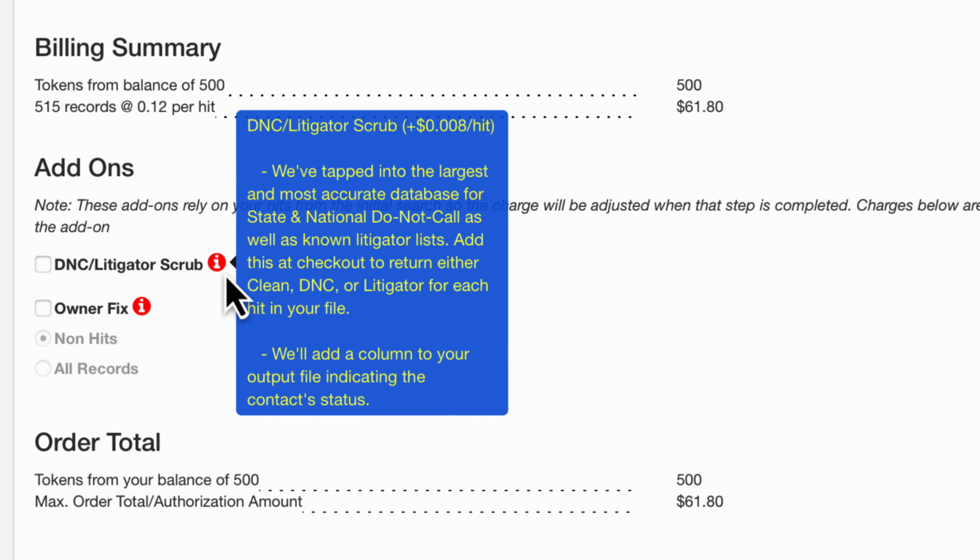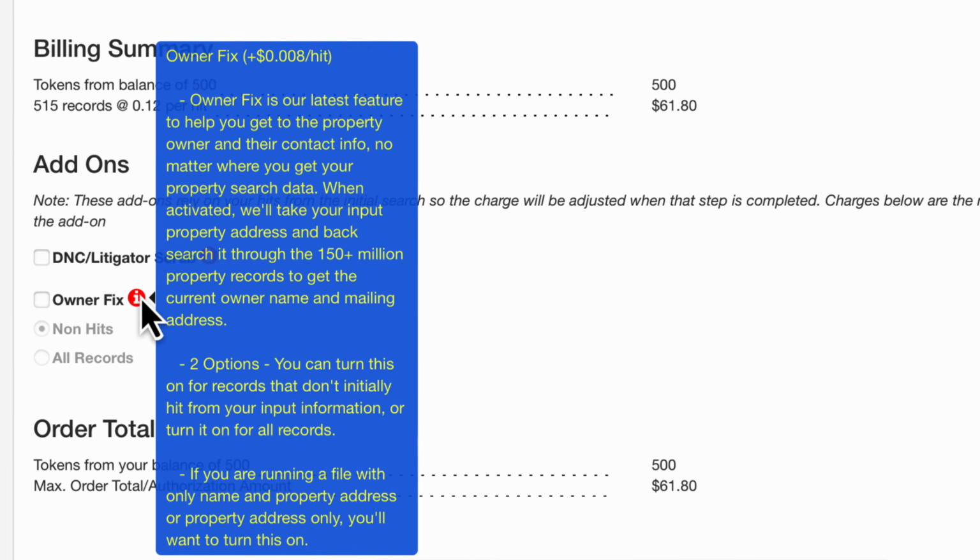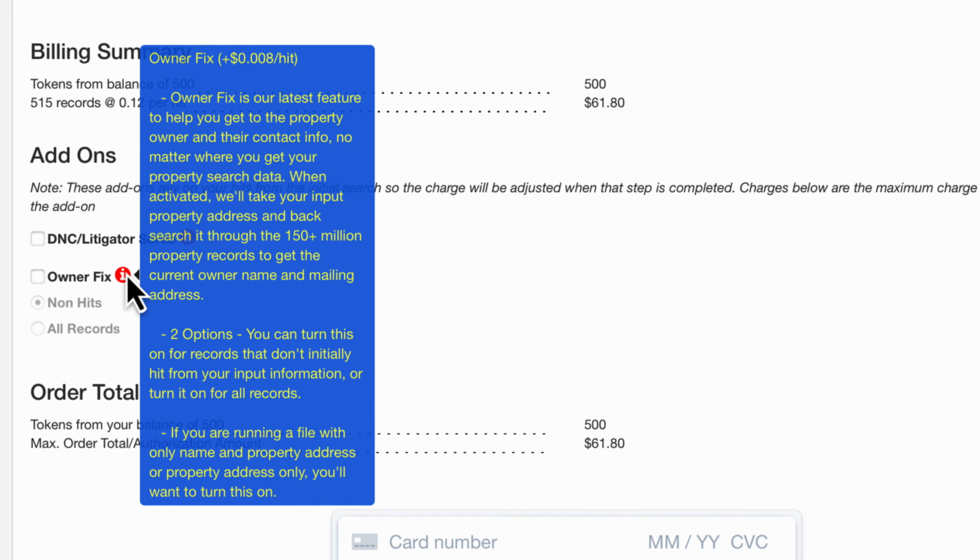And the DNC Litigator Scrub, so the idea behind this is once you start getting into like text marketing and things like that, there are some litigators out there who are basically just waiting for you to break the rules on accident and send them some kind of message so that they can then come after you. And the idea behind this is to remove those known numbers so that you're not even targeting them in the first place. And there's also this owner fix option. And from what I can gather from this explanation, it looks like it just searches extra hard, which is particularly relevant if you don't have all the information.